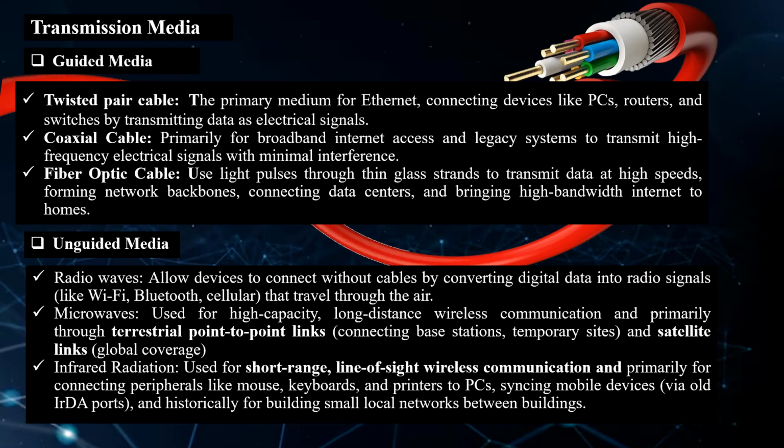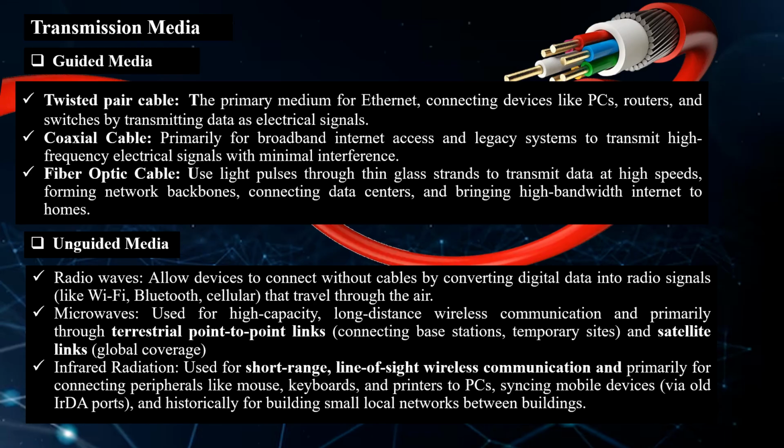Fiber optic cable. It uses light pulses through thin glass strands to transmit data at high speeds, forming network backbones, connecting data centers and bringing high bandwidth internet to homes. Unguided media. Radio waves allow devices to connect without cables by converting digital data into radio signals that travel through the air.